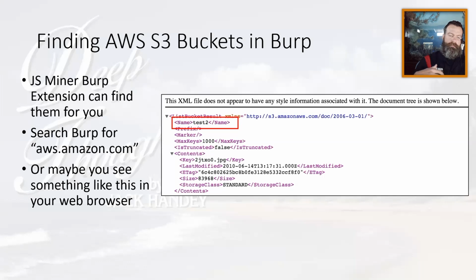At this point, you could use Cloud Enum or AWS CLI to start looking through that AWS S3 bucket, find any secrets and stuff. You can also use the JS Miner extension in Burp Suite. It'll find the buckets for you. If you want to search manually, you could also look for the string aws.amazon.com. Maybe the app is dynamically generating links to S3 buckets and stuff. That might be another way that JS Miner might miss.